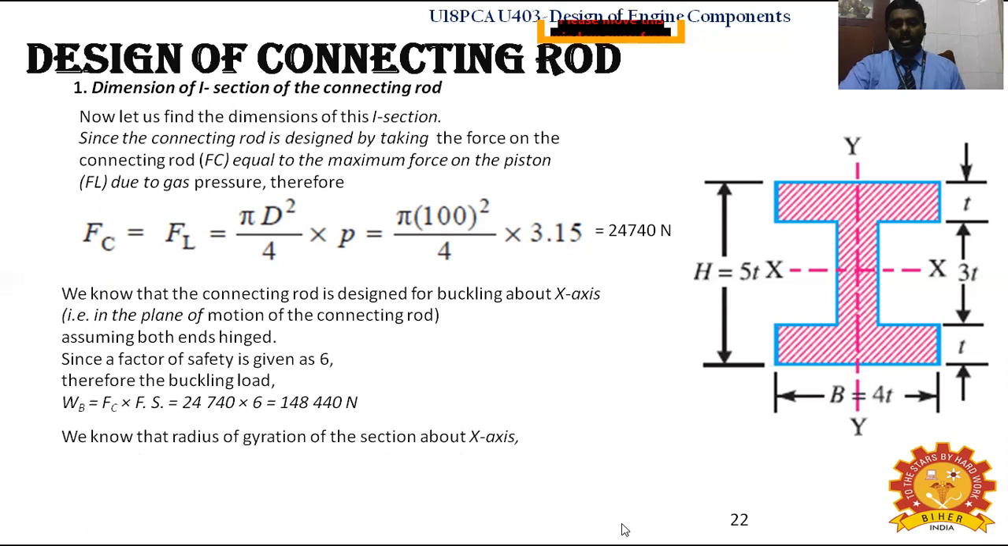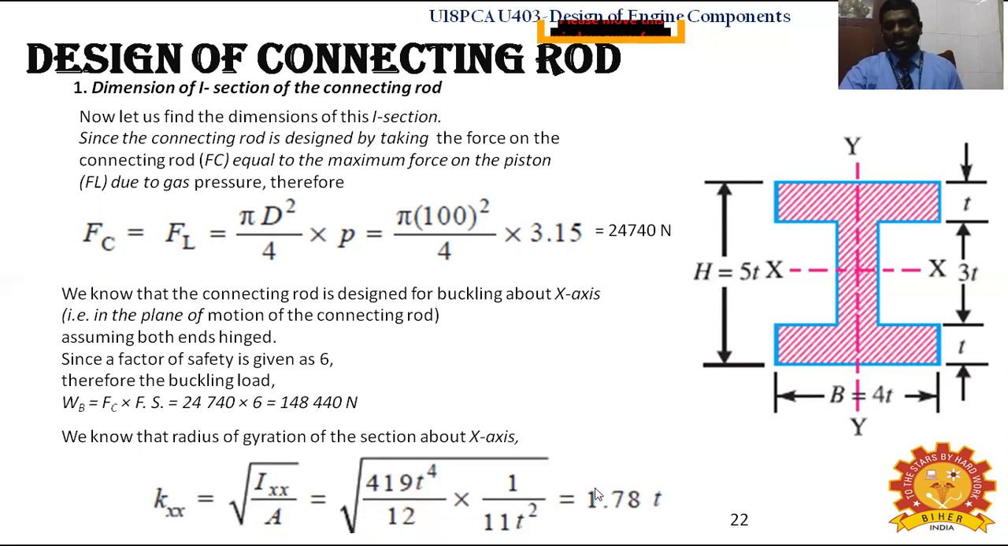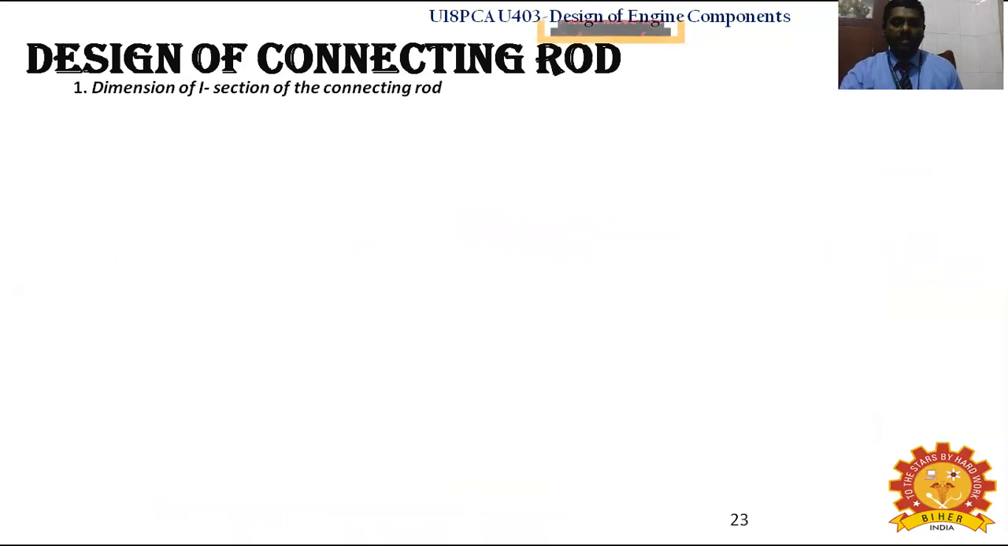And we need the radius of gyration of the section about the x-axis. For radius of gyration, the formula is square root of I by A. Ixx we had already calculated, divided by the area, which we had also calculated as 11 t square. So it becomes 1 by 11 t square multiplied, and by simplification you get the value as 1.78 times t. That is the radius of gyration.